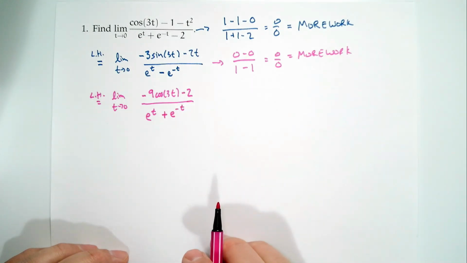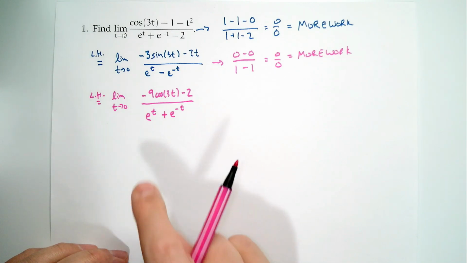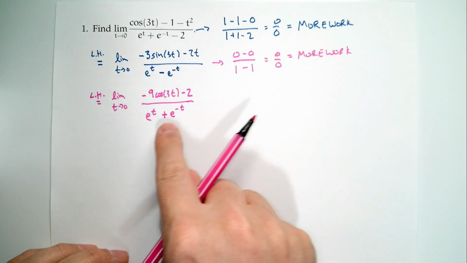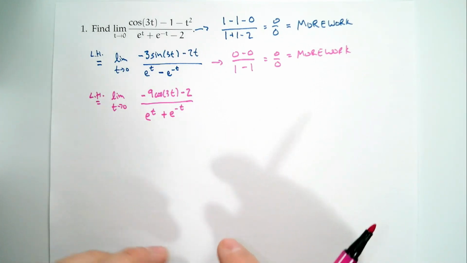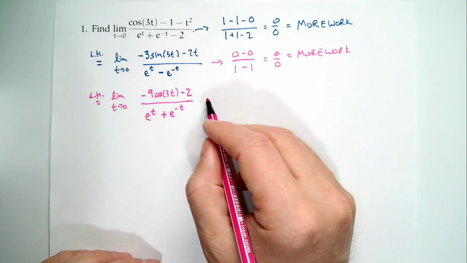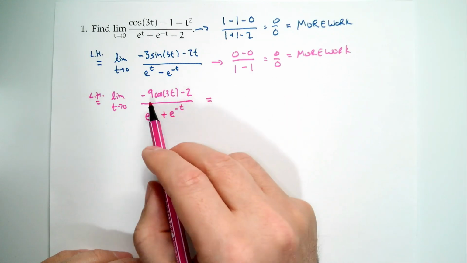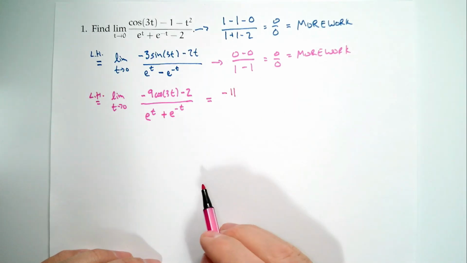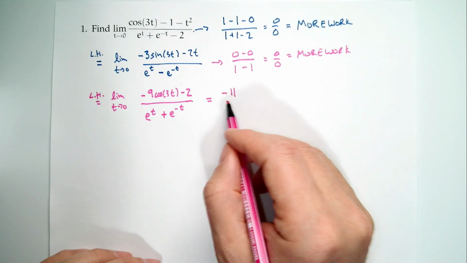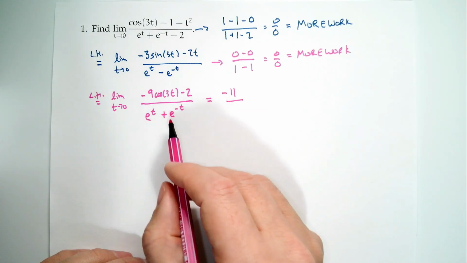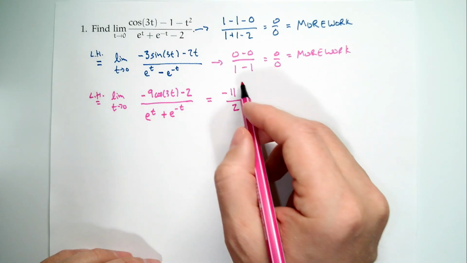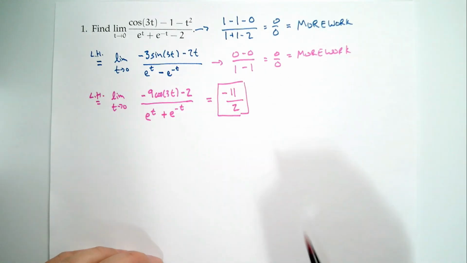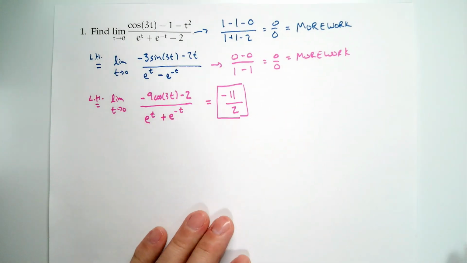Now, what does that go to? Notice downstairs we're going to get e to the 0 plus e to the 0, which is not 0, which means we're done. Upstairs, we get minus 9 minus 2, which is minus 11. Downstairs, e to the 0 plus e to the 0, which is 2. So minus 11 over 2. And that's it, we're done. That was fun. A nice warm-up.